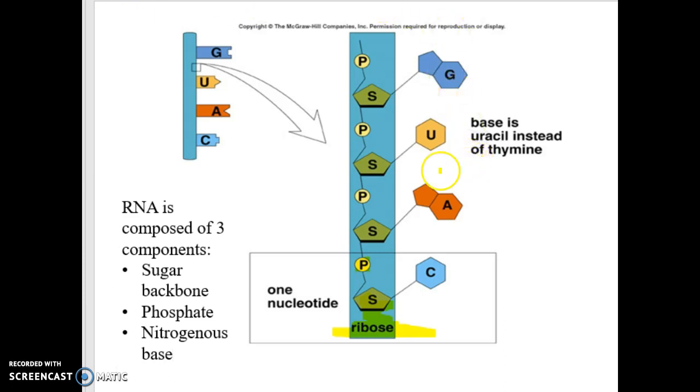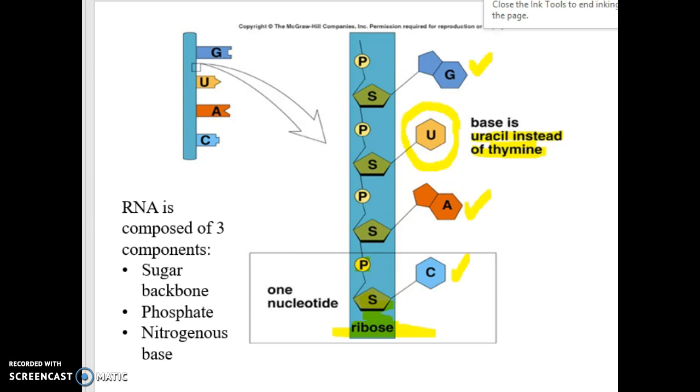But, here's your big but. RNA uses a base called uracil instead of thymine. So it will have cytosine, check. It will have adenine, check. It will have guanine, check. But it does not have thymine. Instead, it uses a base called uracil. Okay, that's one significant and very important difference between DNA and RNA.